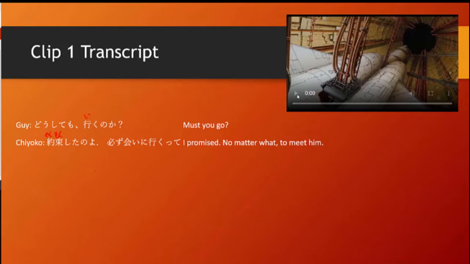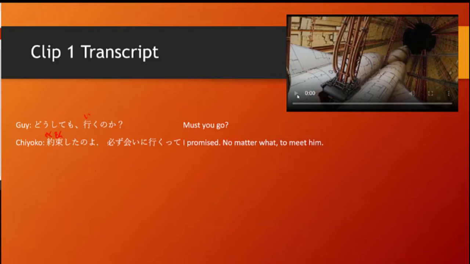Here is a big one. Yakusoku. Yakusoku shita no yo. Kanarazu ai ni iku te. So, let's look at one sentence at a time. Yakusoku shita comes from yakusoku suru, which means to promise. This is the past tense, yakusoku shita. No yo. This no is an explanatory particle you'd add after the verb just to say, well, this is my reason for going. Yakusoku shita no yo. I promised.